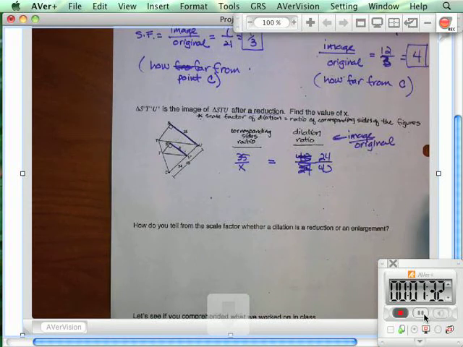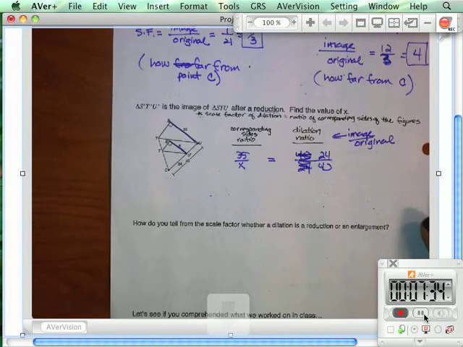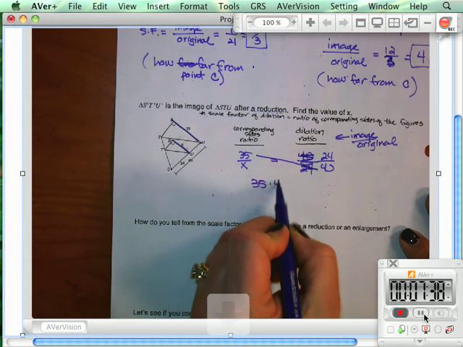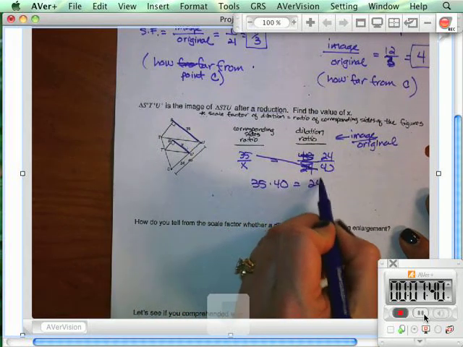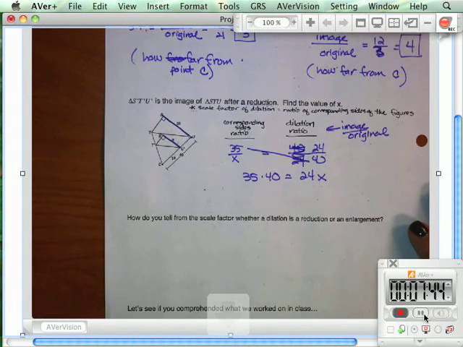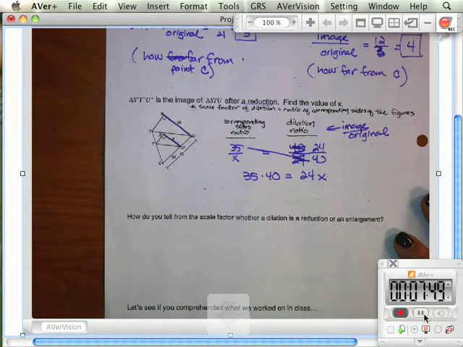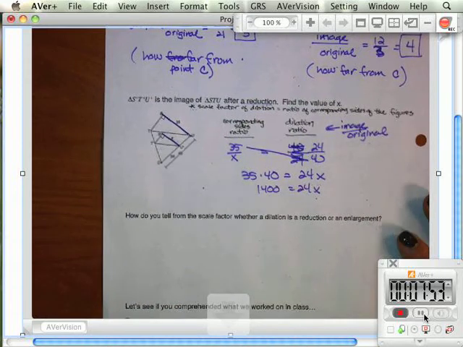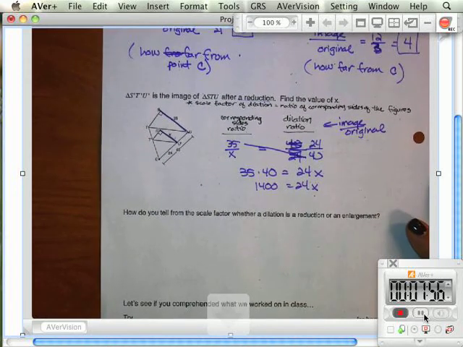Now let's cross multiply. See what happens. 35 times 40 equals 24x. What's 35 times 40? 1400 equals 24x. Divide by 24.